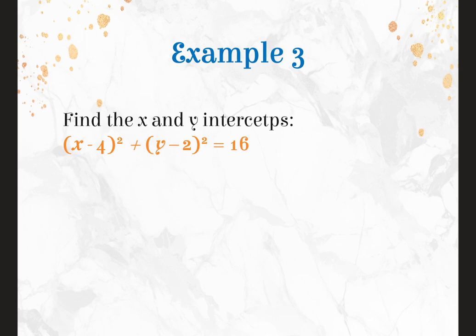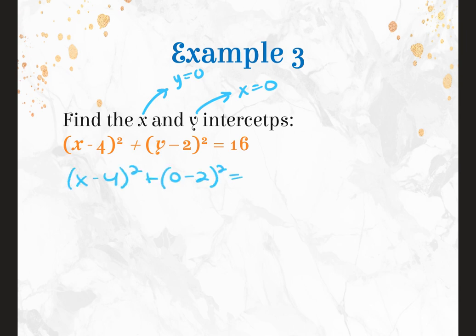Example 3, find the x and y intercepts. So on every single equation graph, whatever it is, how do we find the intercepts? So for the x-intercept, what am I going to make 0? Y equals 0. And for the y-intercept, x equals 0. So for the x-intercepts, my x is going to stay as x. My y becomes 0.